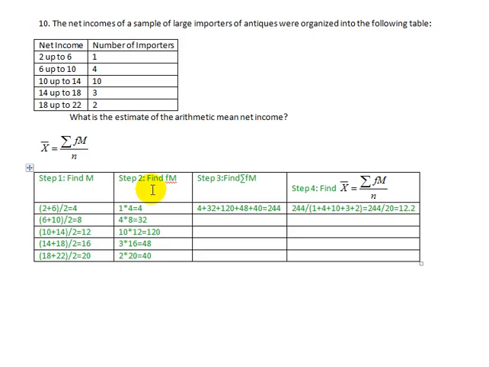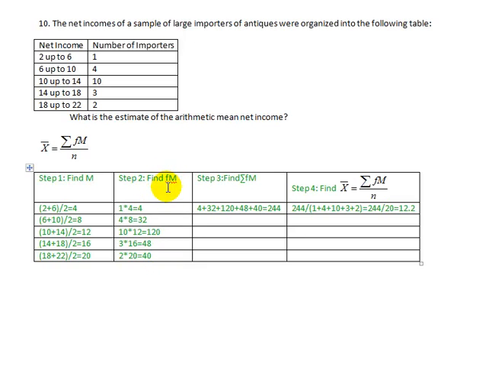So step 2, find f times m. f again is the frequency, and m is the midpoint. So the frequency for the first class is 1. 1 times 4 is 4. The frequency of the second class is 4, so 4 times 8, midpoint 8, is 32. Frequency 10 times midpoint 12 is 120. Frequency 3 times midpoint 16 is 48. Frequency 2 times 20 is 40.